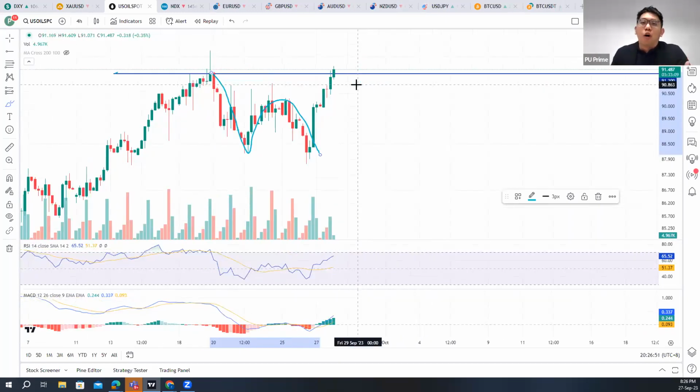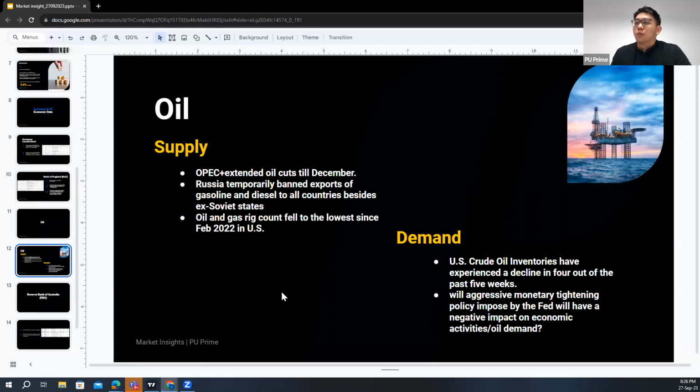Why? It's because oil has a very solid fundamental. So we can look at just the supply and demand factors for the oil price, and then you can tell that in the near future we can expect the oil price will continue to surge higher.